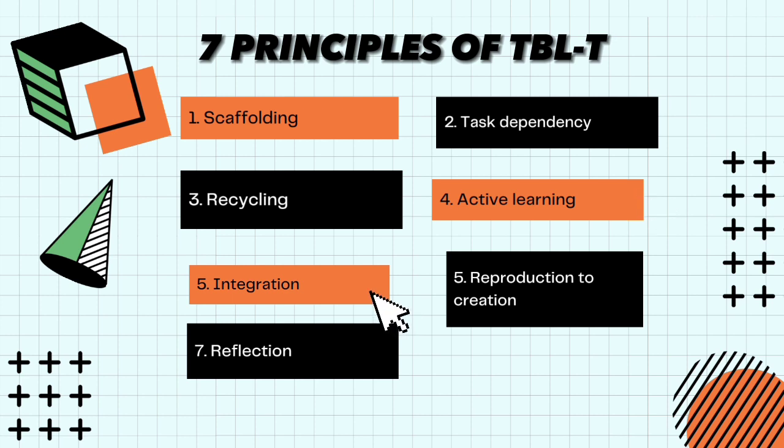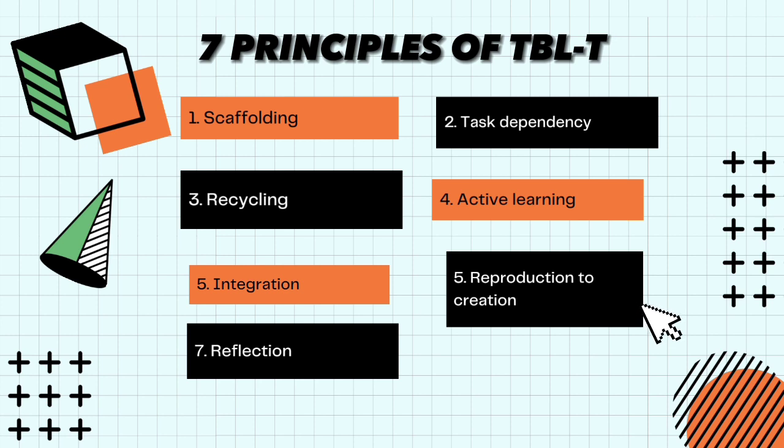Fifth, task-based language teaching has to ensure that linguistic form, communicative function, and semantic meaning are integrated into the learning process. Thereby, the learners are able to recognize the relationship between function and form and meaning. The sixth principle, reproduction to creation, demands that creative language use develops from reproduction of language models.